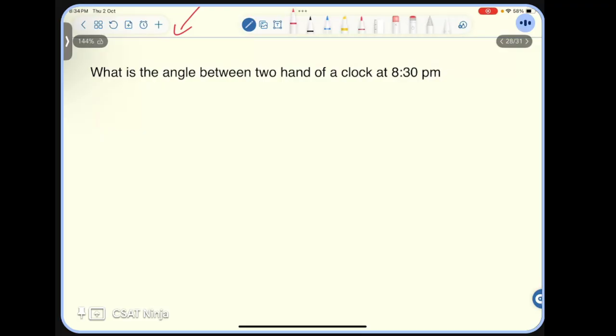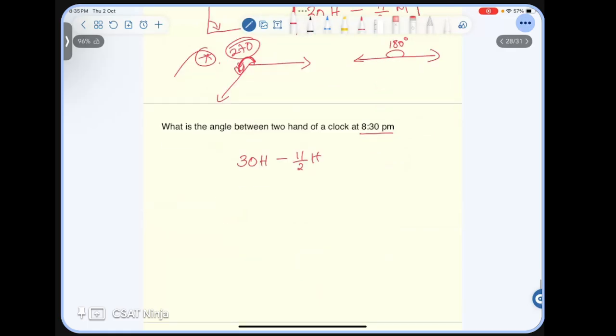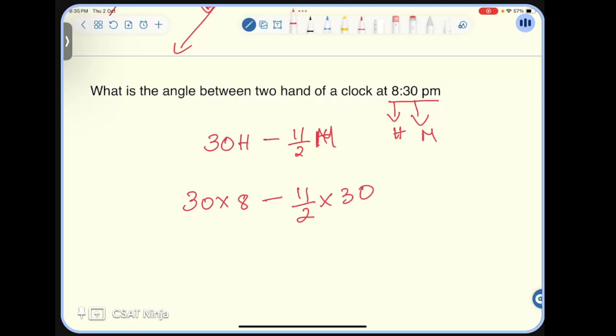What is the angle between the two hands of a clock at 8:30 p.m.? So the formula was 30H minus 11 by 2 into minutes. Now, 8 is the hour and 30 is the minute here. So 30 into 8 minus 11 divided by 2 into minute, which is 30 here. So 2, I'll just cancel this one.